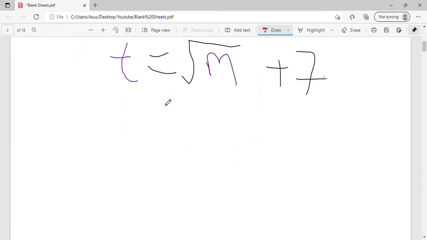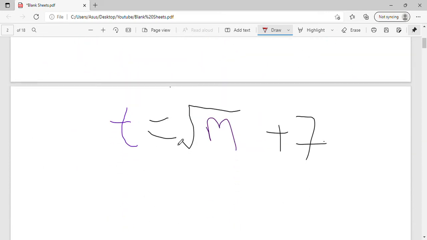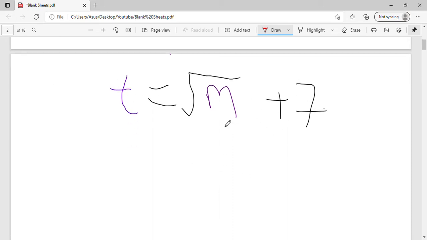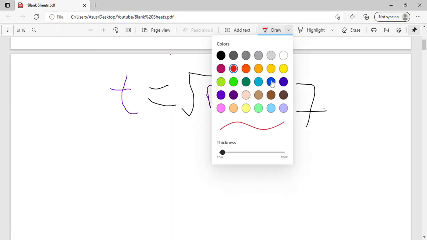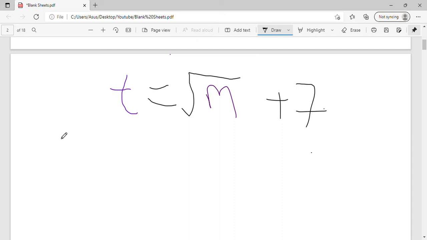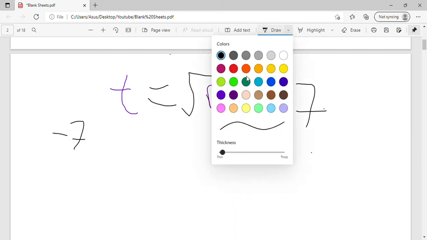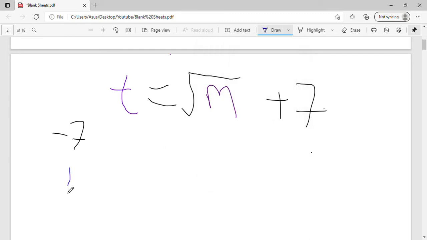Alright, here we have another example. We have T equals the square root of M plus 7. T equals the square root of M plus 7. So, like the last one, we get rid of this plus 7 over here. So, minus being the opposite of plus, we minus both sides by 7. So that will give us T minus 7 equals the square root of M.